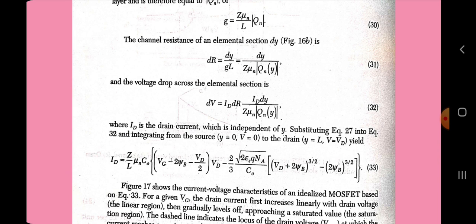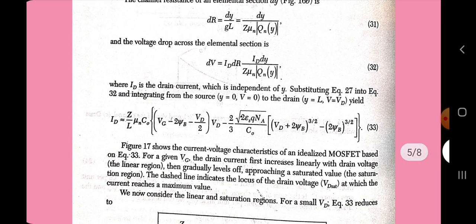If we substitute and integrate from the source, y is equal to 0, V is equal to 0, to the drain, y is equal to L, V is equal to Vd, this yields Id is nearly equal to Z by L mu n C0 {(Vg minus 2 psi b minus Vd by 2) Vd minus 2 by 3 under root of 2 epsilon s Qna divided by C0 [(Vd plus 2 psi b)^(3/2) minus (2 psi b)^(3/2)]}.